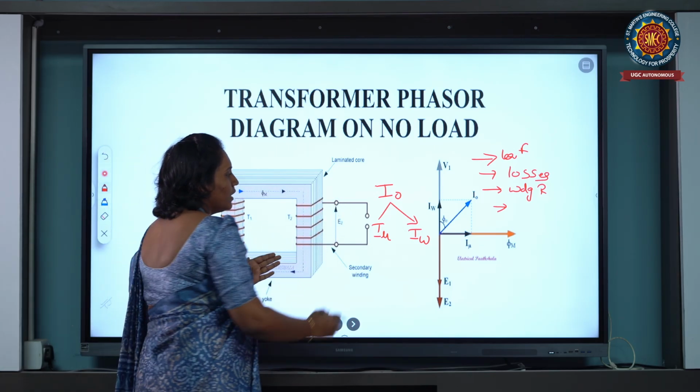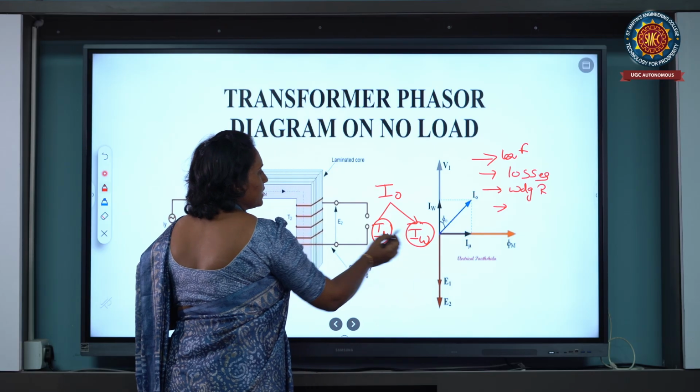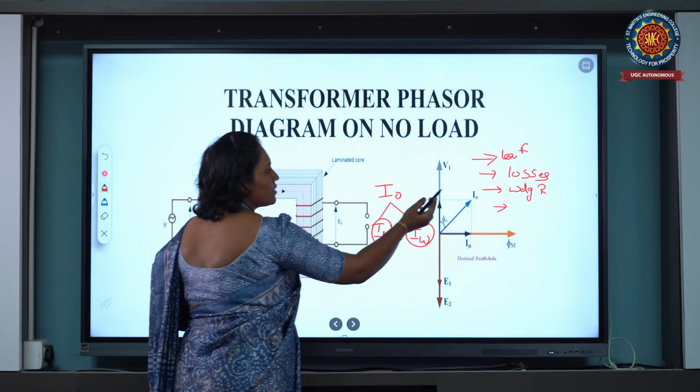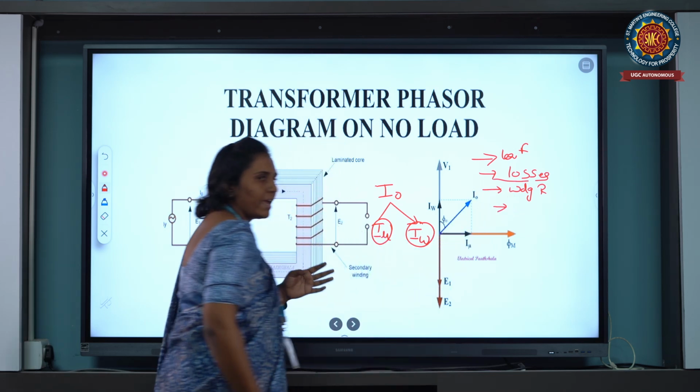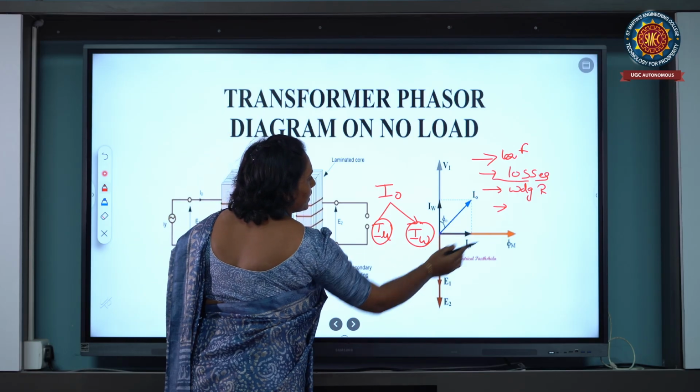Because of the magnetizing current and working component current, both are present in the practical transformer, because in the practical transformer we have eddy current and hysteresis losses. So next, coming to the phasor representation.